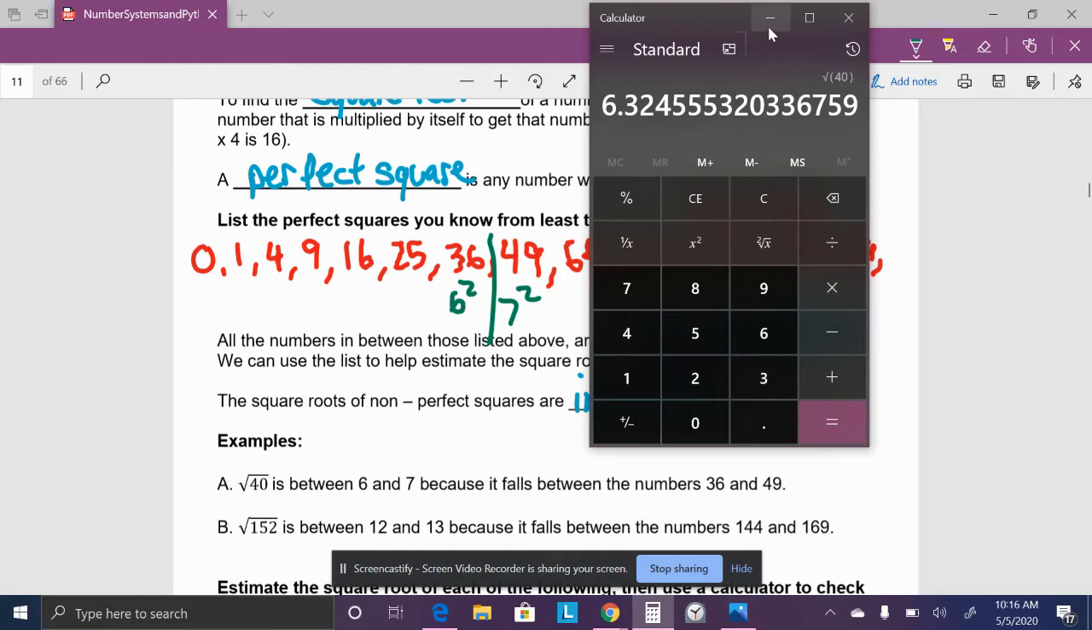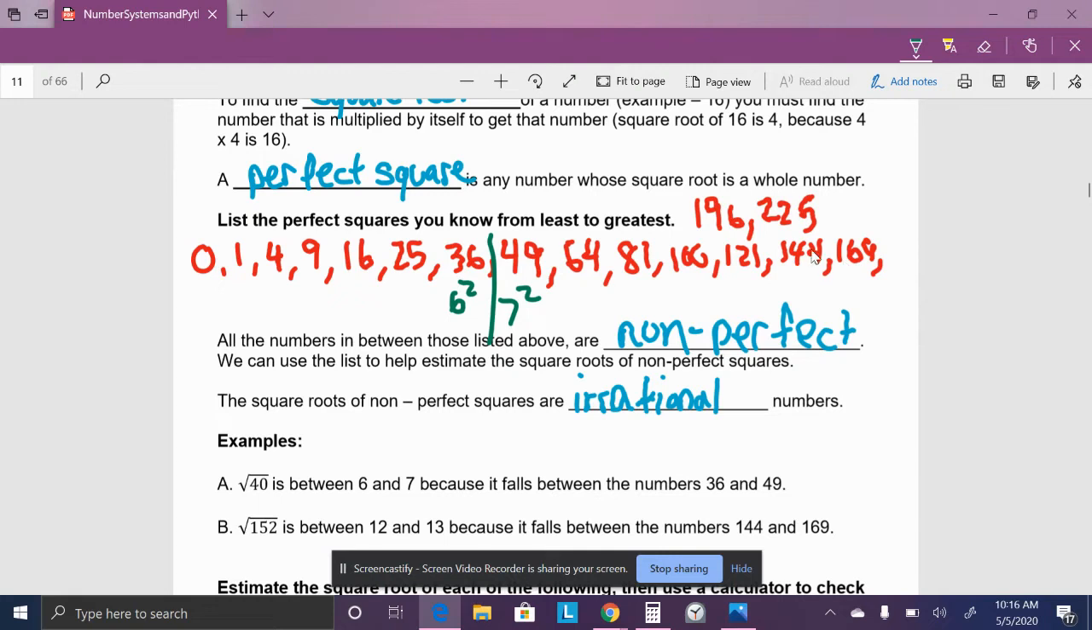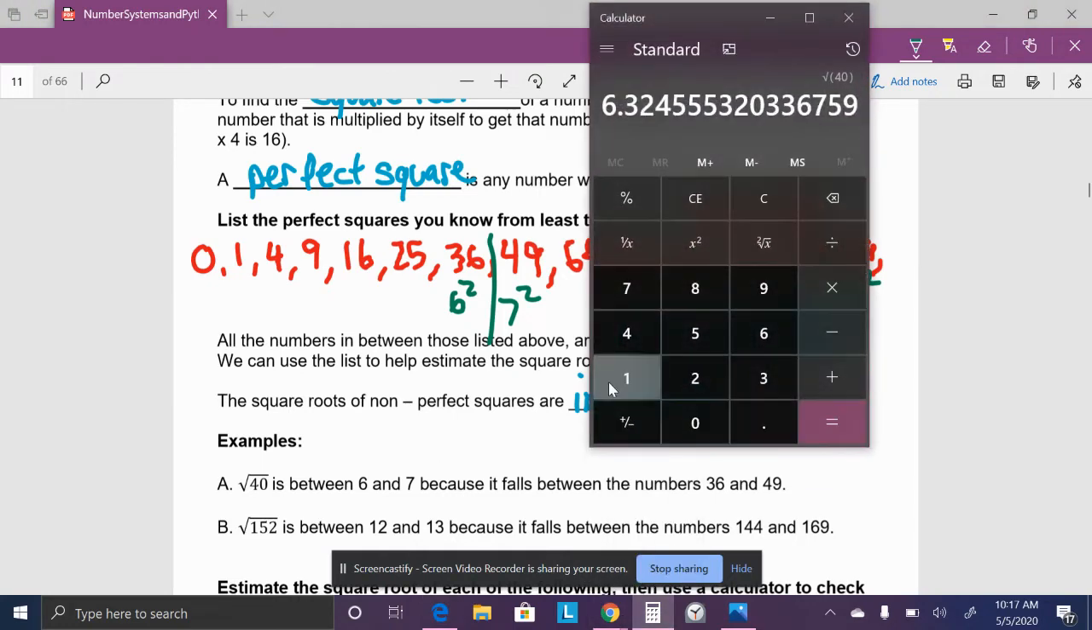The square root of 152 is between 12 and 13. This is 12 squared. This is 13 squared. So it's going to be in between those two numbers. So it's going to be probably 12 point something. 152. And it's 12.3. Good. All right.